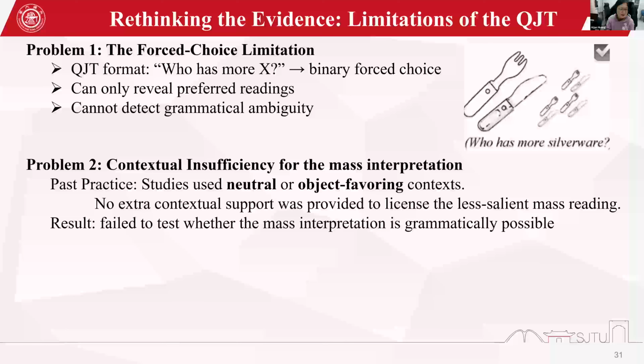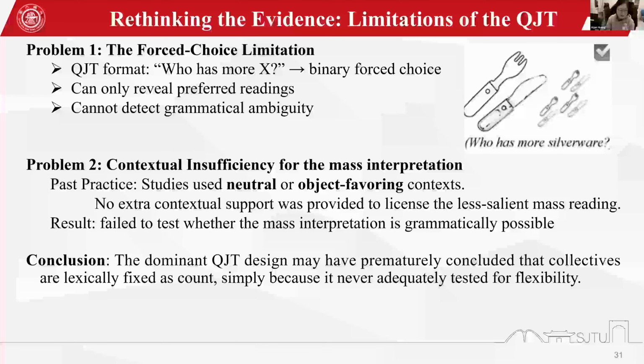The second problem is that all the experimental designs in previous research do not provide a salient context for the mass interpretation. We know the mass interpretation is not a favorite reading. Somehow it's a disfavored reading, right? So previous studies always use neutral context or object-favoring context. This kind of design does not provide a salient context for the mass interpretation. So that's why they failed to test the mass interpretation, which in principle, according to the syntactic account, should be available. So the conclusion is that the dominant quantity judgment task may have prematurely concluded that collective nouns are lexically fixed as count, maybe because of the limitation of the task.